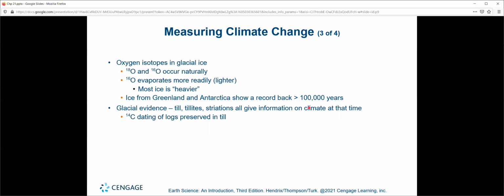Is it an exact measurement? No, it's not a thermometer reading, but it's a good indication of the overall climate instead of the weather. Remember, climate and weather are two different things.